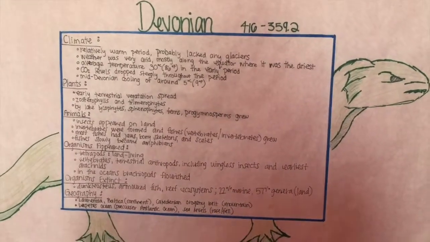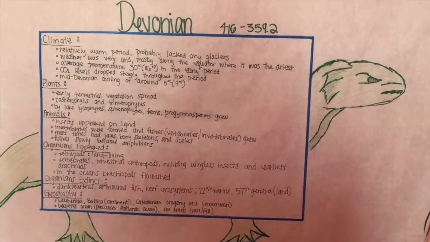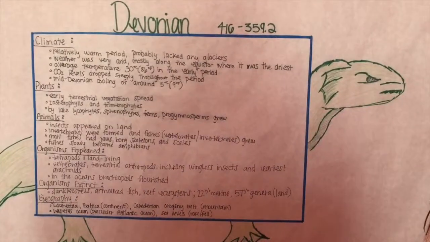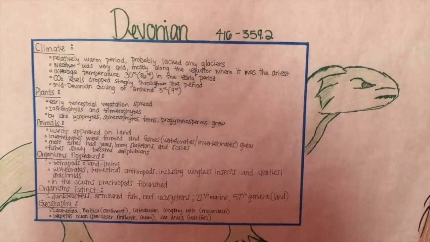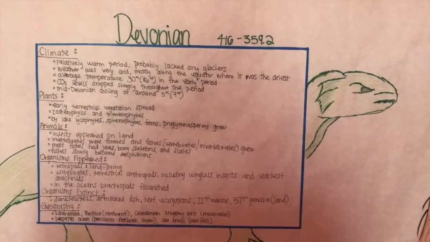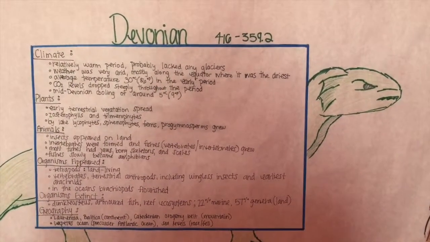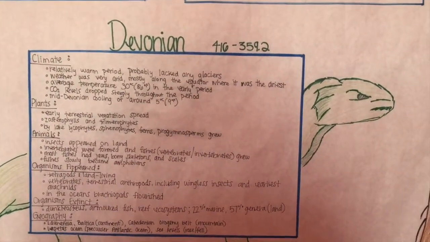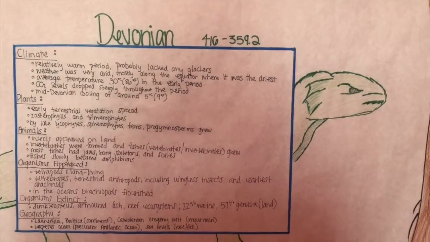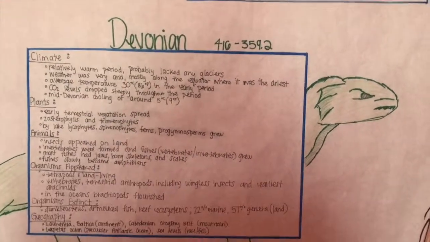The organisms that appeared during this period were tetrapods, which were land-living vertebrates, terrestrial arthropods, including wingless insects, and the earliest arachnids, and the ocean's brachiopods flourished. Organisms extinct. The reef ecosystems went extinct. 22% of the marine animals and 57% of general land animals went extinct.